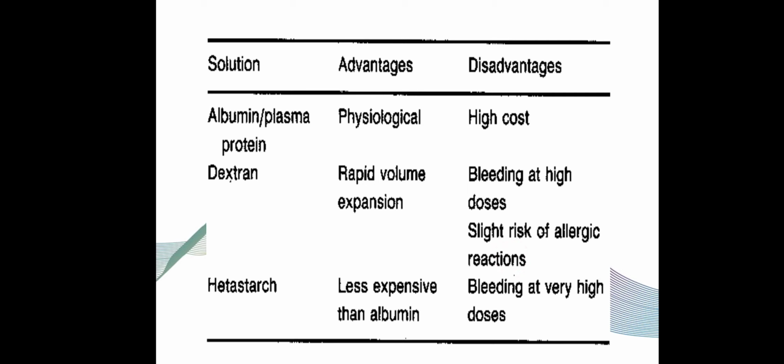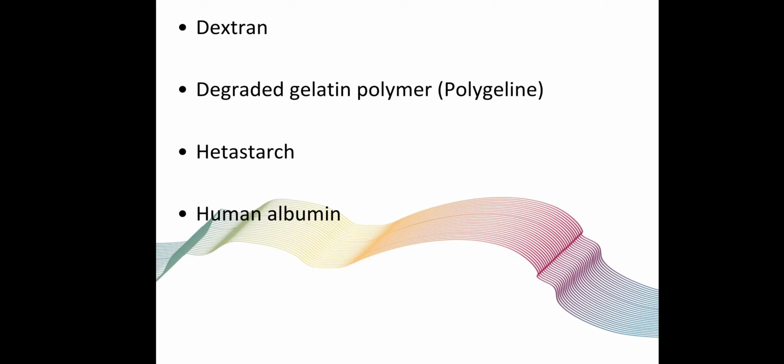So basically these plasma expanders are used as a substitute for crystalloids in conditions like burns, hypovolemic or septic shock. But if you are giving a plasma expander, that doesn't mean that you are increasing oxygen carrying capacity, right. Oxygen carrying capacity is only in hemoglobin, it is not in any of these.